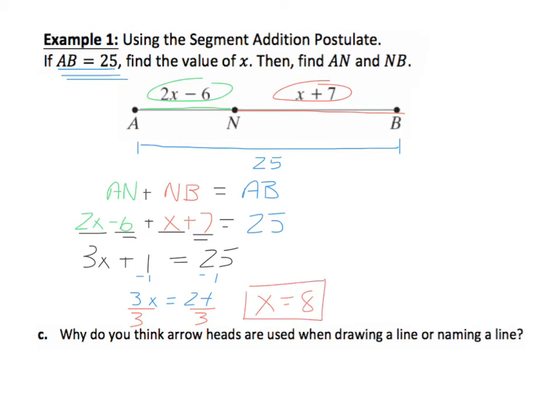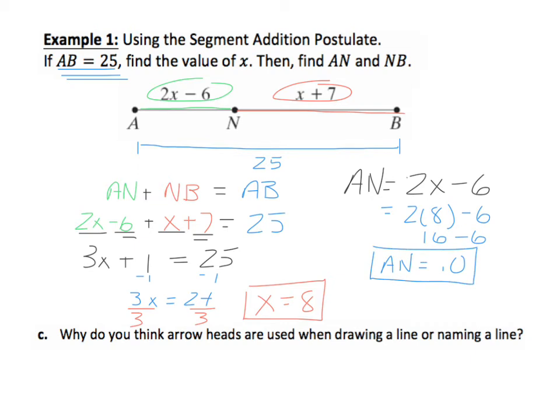But now that we know what x is, let's go back and find the length of AN and the length of NB. Remember that AN is equal to 2x minus 6. Since we know x is 8, now we can just sub that in. So 2 times 8 minus 6, that's 16 minus 6, which means that AN is equal to 10.